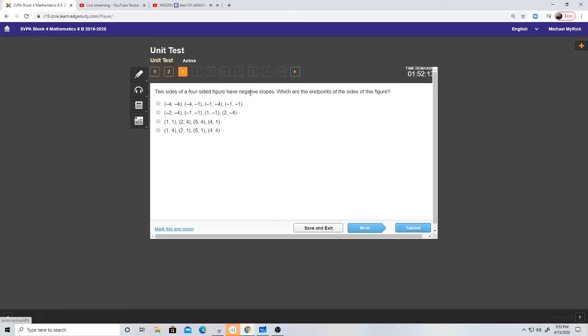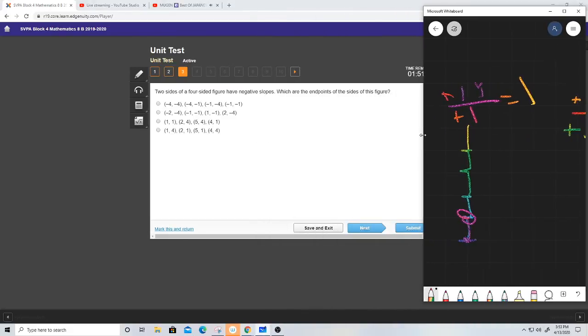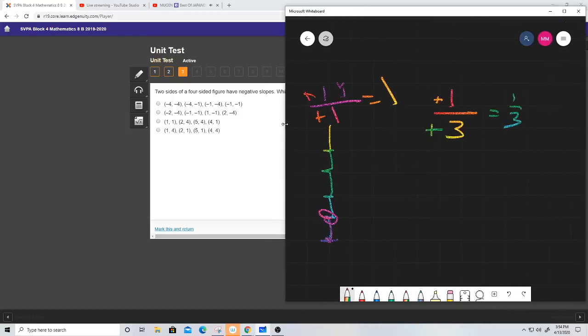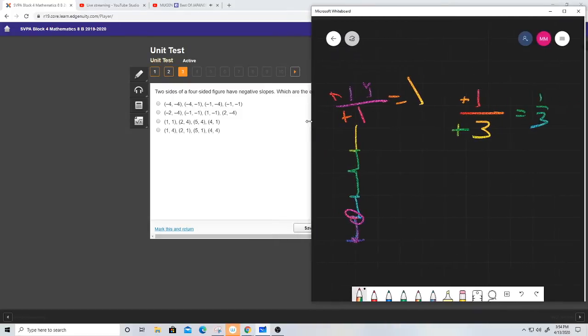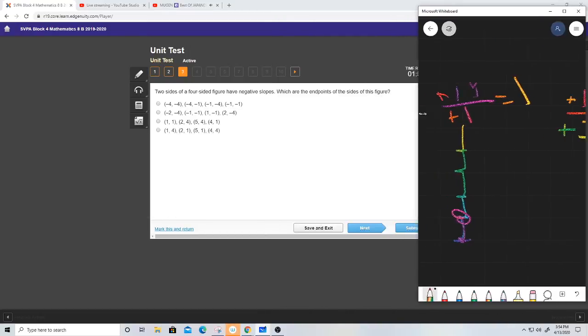Two sides of a 4-sided figure have negative slopes. What are the endpoints of the sides of the figure?